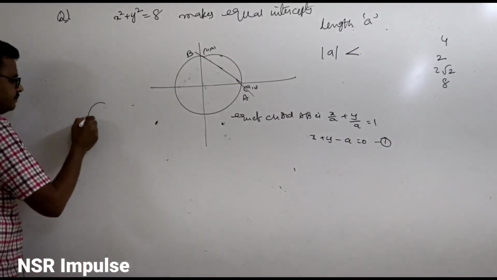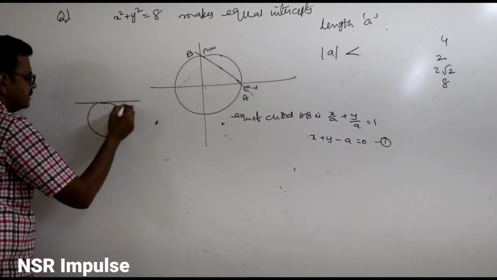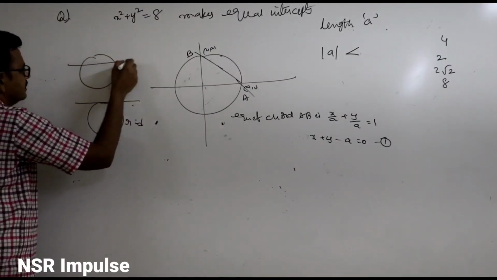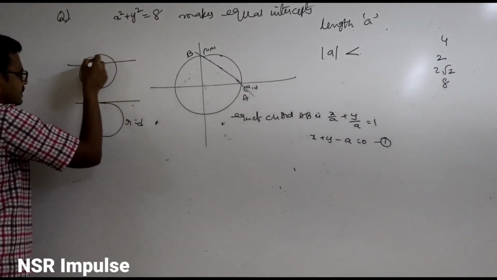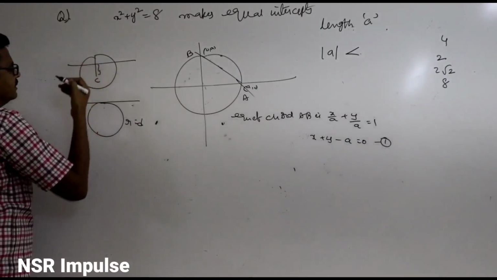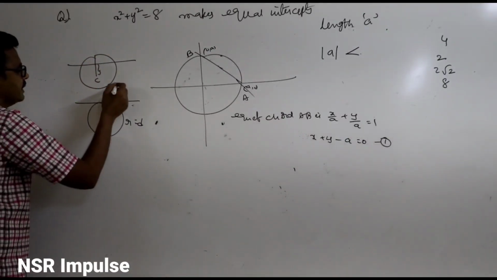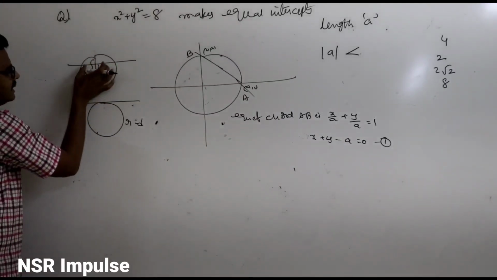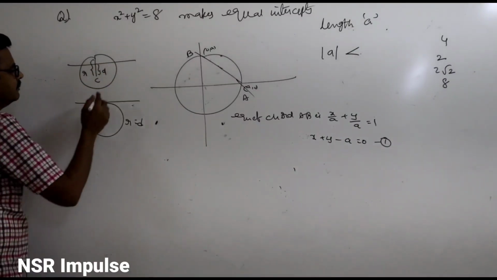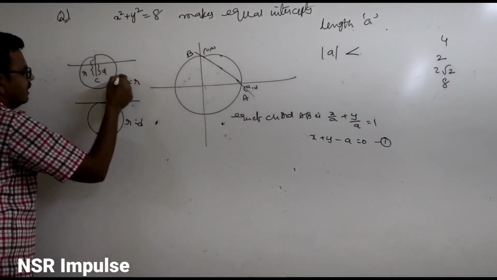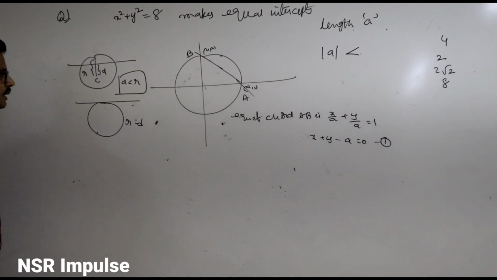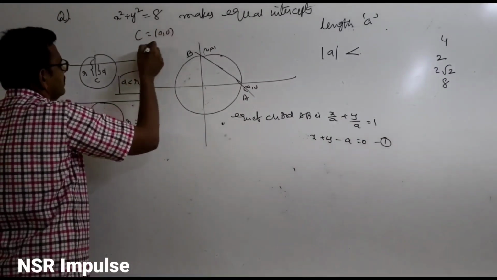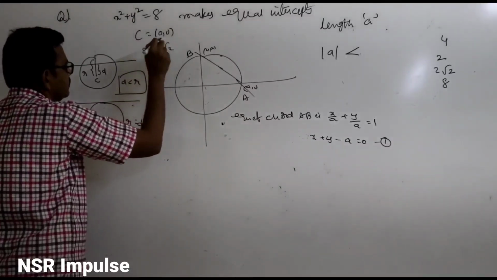I think you know the condition. The condition for tangent is r equal to d, where C is the center, this is the radius, and this is d. So if the line cuts the circle in two distinct points, the condition is d less than r. Here the center of the circle is 0 comma 0 and the radius is 2 root 2.